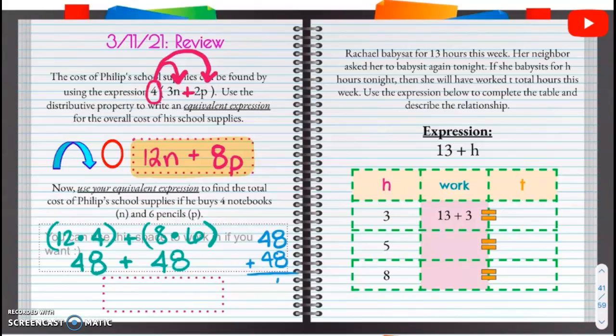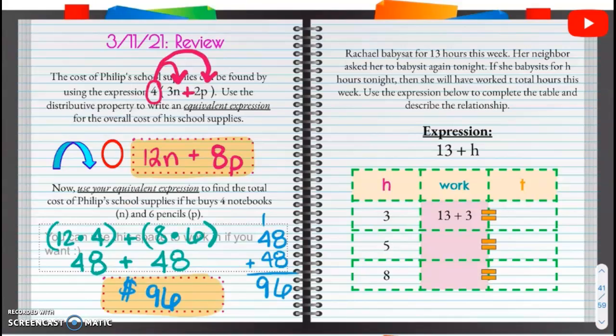So let's do that. 8 plus 8 is 16. 4 plus 4 is 8, plus 1 is 9. So it's going to be 96. And I believe that's in dollars, because it's talking about the cost, so we can put dollars if you want to, but it'll be $96. All right, let's take a look at that next slide.